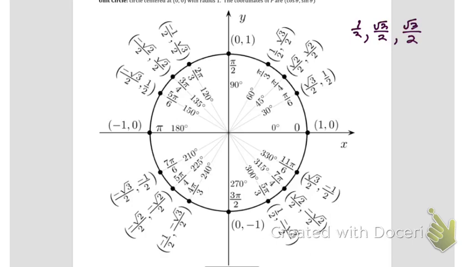Remember, they're all fractions. They're all over 2. And sine goes 0, 1, 2, 3, 3, 2, 1, 0. And cosines are just the opposites. All right, so this is completely doable.